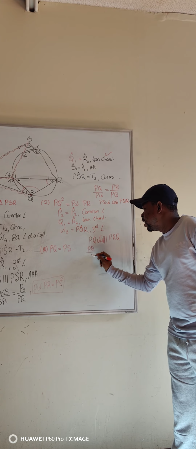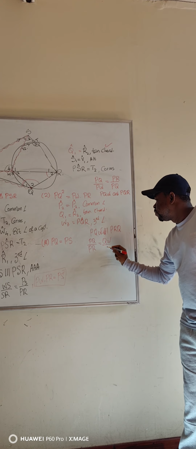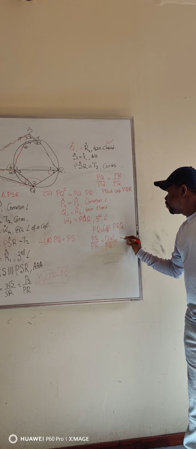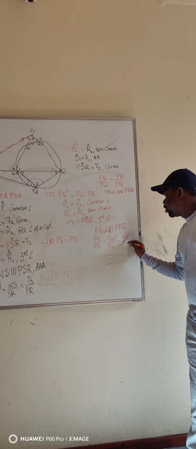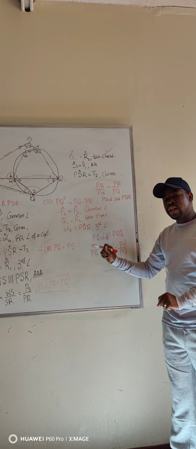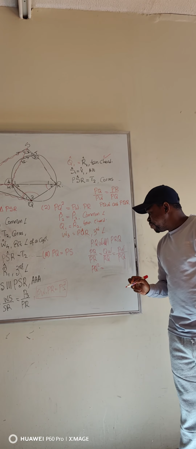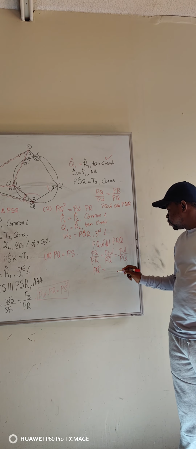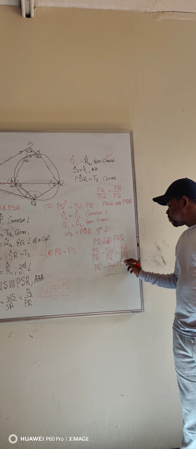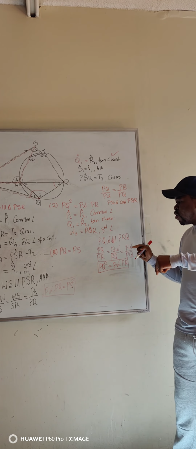PQ divided by PR is equal to PW over RQ, which is equal to PW over PQ. One of the reasons why I want us to do this is that, let's get the one that has 2. PQ squared is equal to PW times PR. Okay. Now, this will help us to answer the last question.